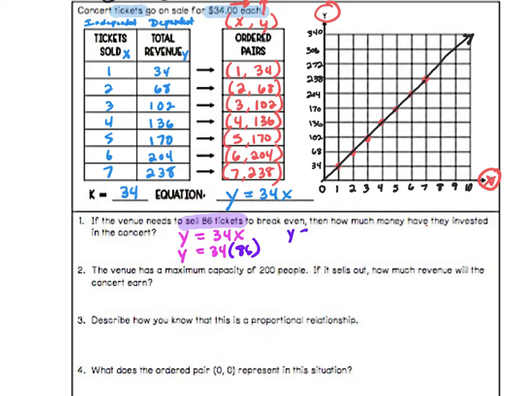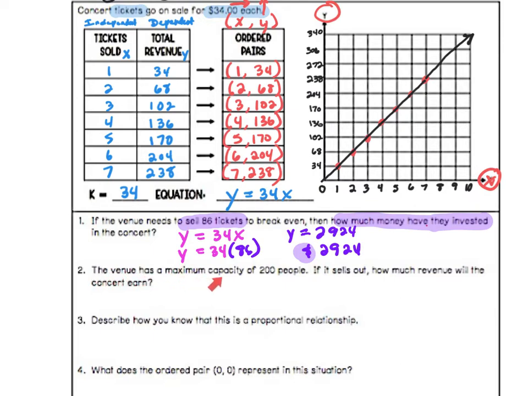And that is Y equals 2,924. So again, what did we find out? Well, they ask us how much money they have invested in the concert. How much do they have to have? So they have to have $2,924. Let's go on to the next question.